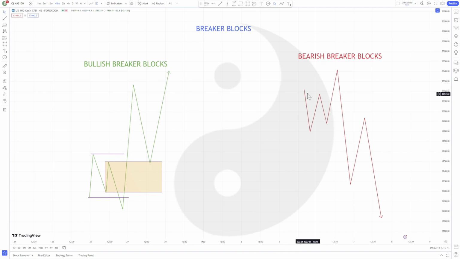Now with the bearish breaker blocks, we should have a move downwards, a move upwards, then a move downwards, and then a move that will grab the liquidity here. You should have a move that will grab liquidity here, and when that happens, we should anticipate an impulse move downwards causing a break of market structure.